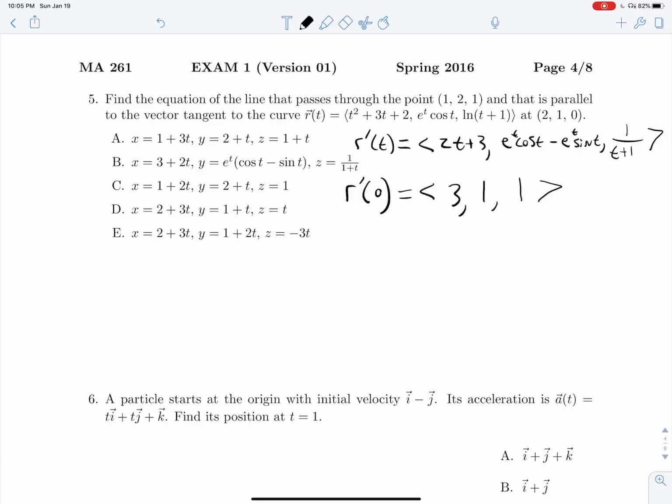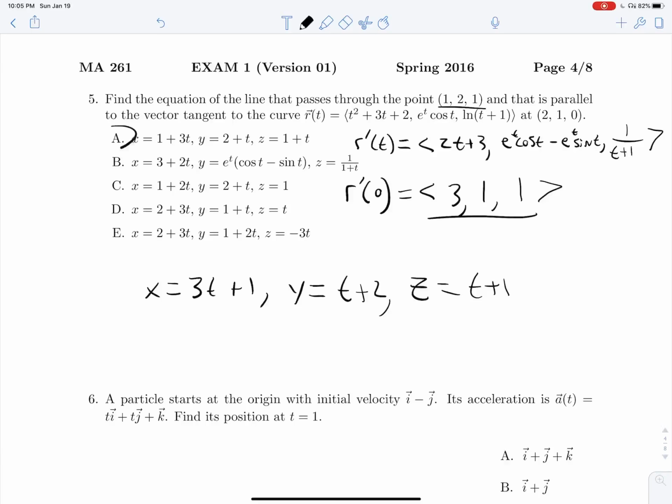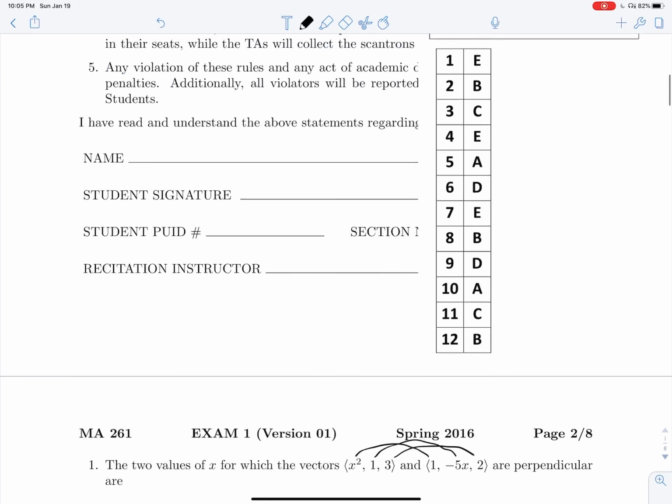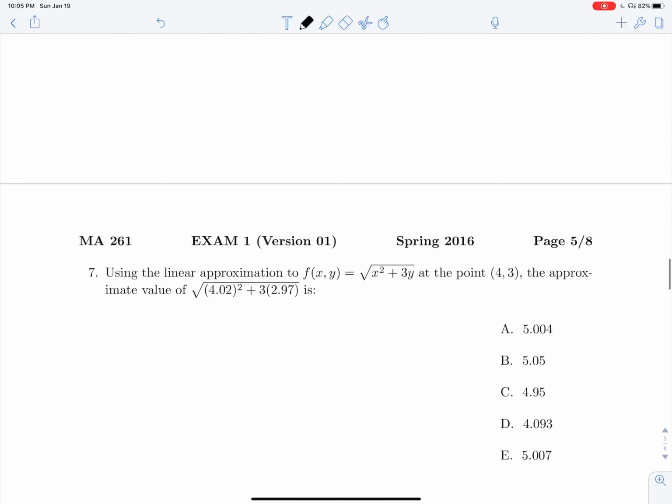So we know that we want to be parallel to this guy. So our parametrization in terms of x, y, and z, these are going to be the slopes in order to stay parallel the whole way through. And we also know that we have to pass through the point 1, 2, 1. So our parametrization is going to be x equals 3t plus 1, y equals t plus 2, z equals t plus 1. And let's see where that is. That's answer choice A. Perfect.